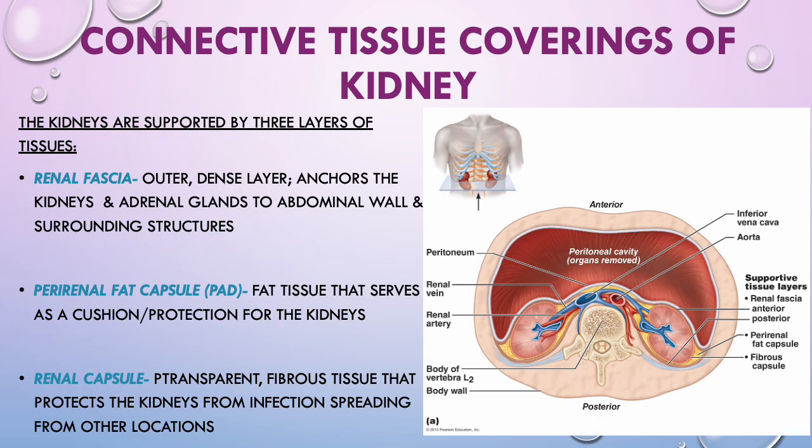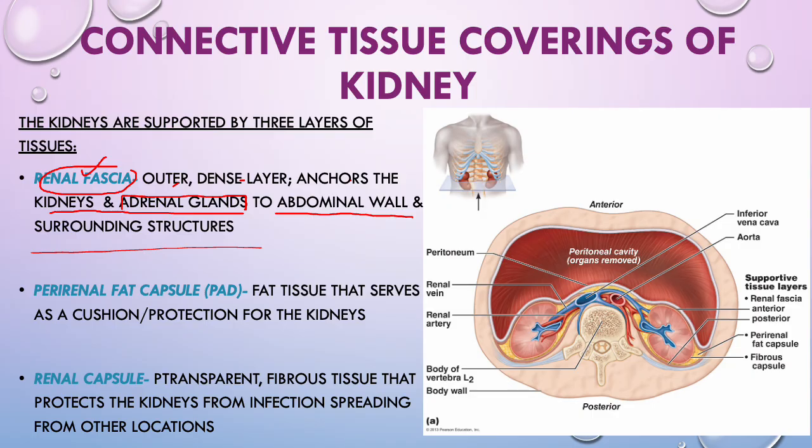So what are the connective tissues covering the kidneys? So all kidneys, meaning 2 of them, have a renal fascia. This is an outer dense layer that anchors the kidneys and the adrenal glands. Pretty important because we cannot forget the kidneys are accompanied by the adrenal glands on top of them. And these layers of fascia attach the kidneys to the abdominal wall and surrounding structures, okay?